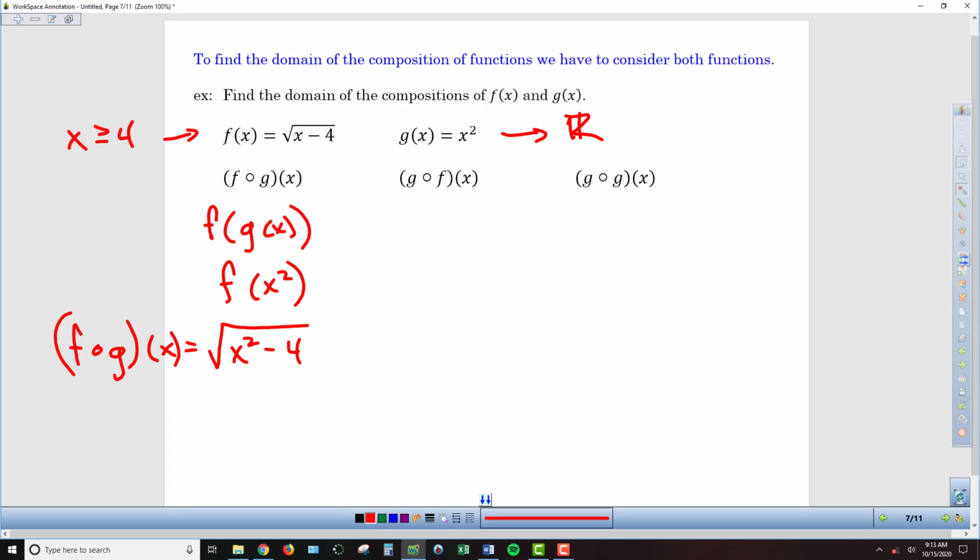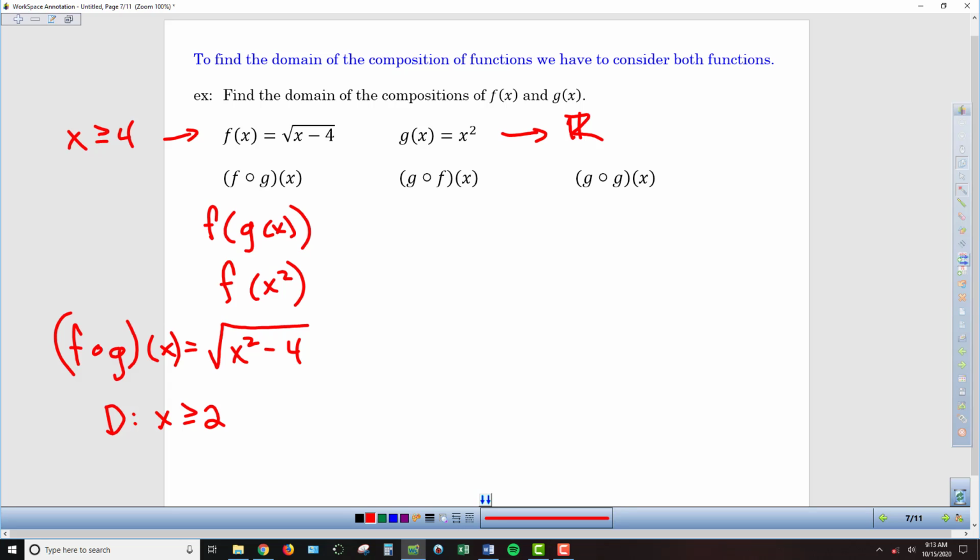Now when I look at this final product, I have to think about what values of x am I allowed to have in my domain. So I can't plug in 0, for example, because I'd be taking the square root of a negative. I can't plug in 1. So hopefully we can see that values of x have to be greater than or equal to 2, because as long as I have a value that's bigger than 2, I'm going to be in good shape.